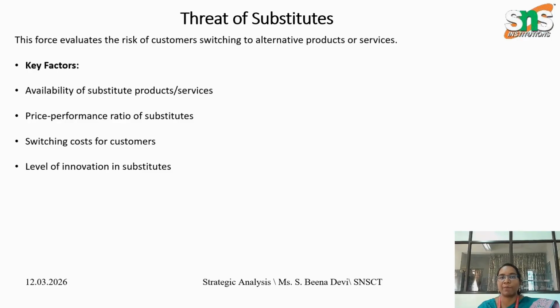Finally, the last factor of Porter's force model is the threat of substitutes. The key factors contributing to it are the availability of substitute products and services, the price performance ratio of substitutes, the switching cost for customers, and the level of innovation in the substitutes. I hope this video gives you a detailed description of the factors of Porter's 5 force model, which is used to analyze industry-specific competitive rivalry.